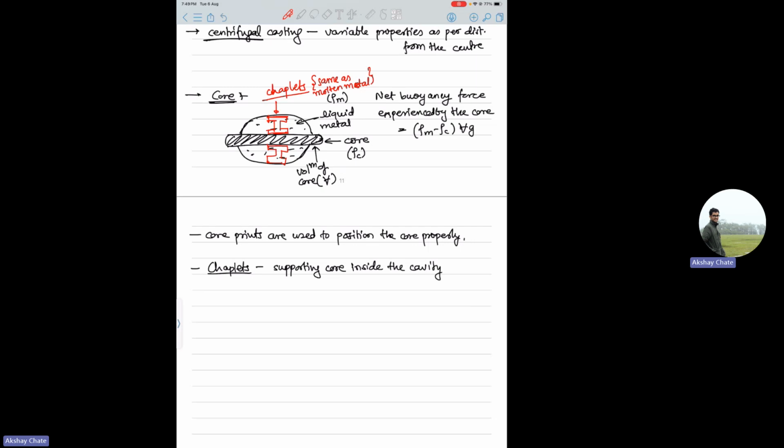One may ask what if the chaplet itself melts, because you have liquid nearby at the equilibrium melting temperature. But even if it melts, usually solidification starts at the core and the inner boundary of your pattern or cavity. So typically those problems don't come up with a chaplet as long as it doesn't lose contact with your core and the casting.